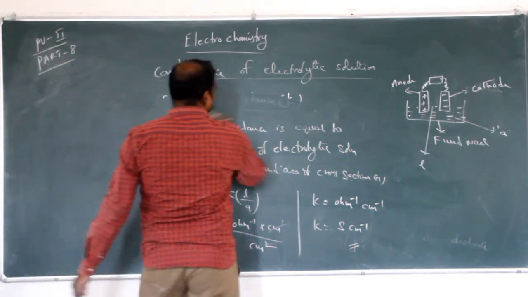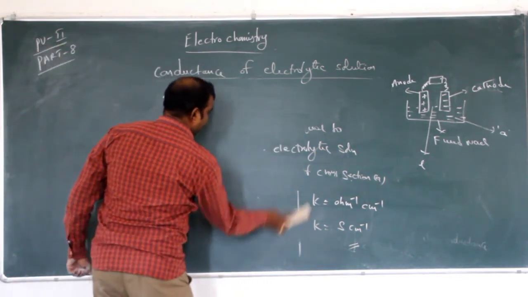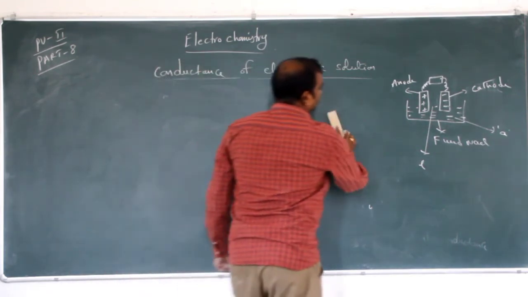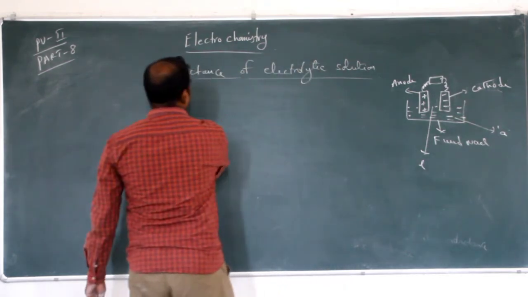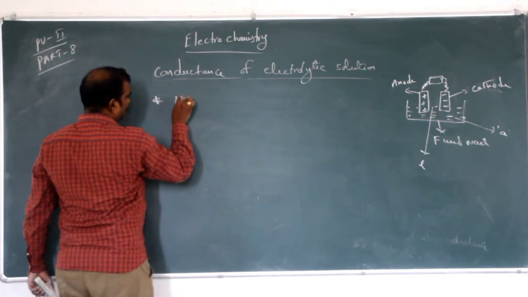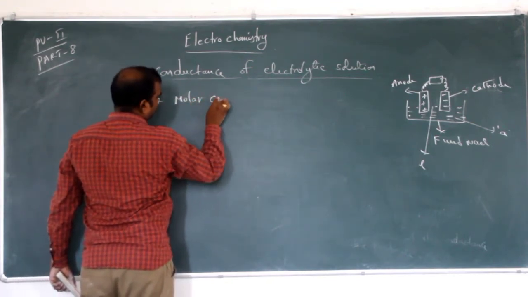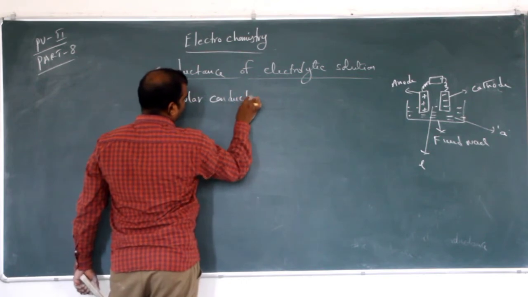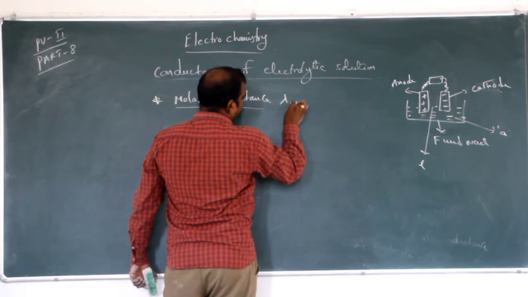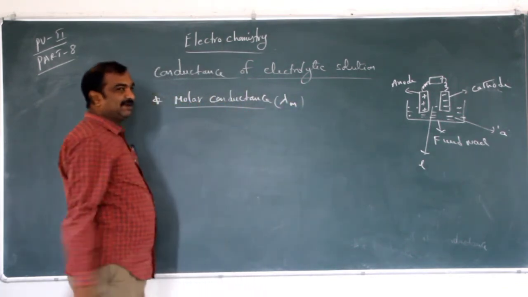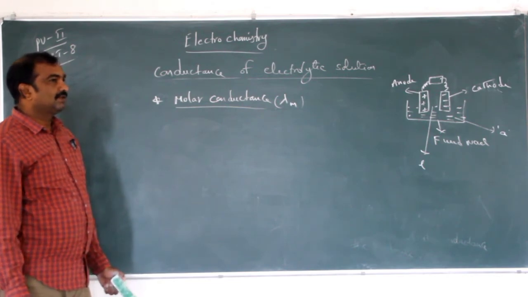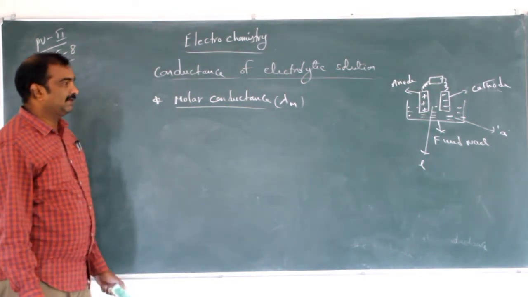Next, the third one is molar conductance. Molar conductance is indicated by lambda m. Look at here.